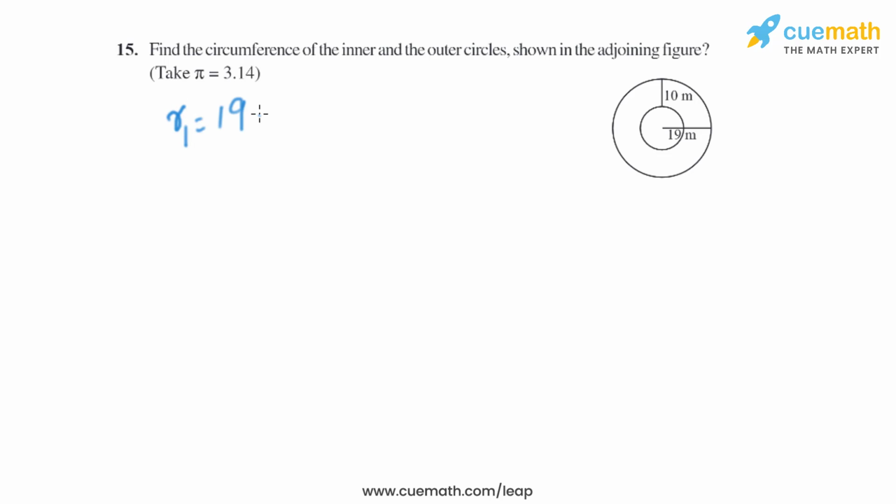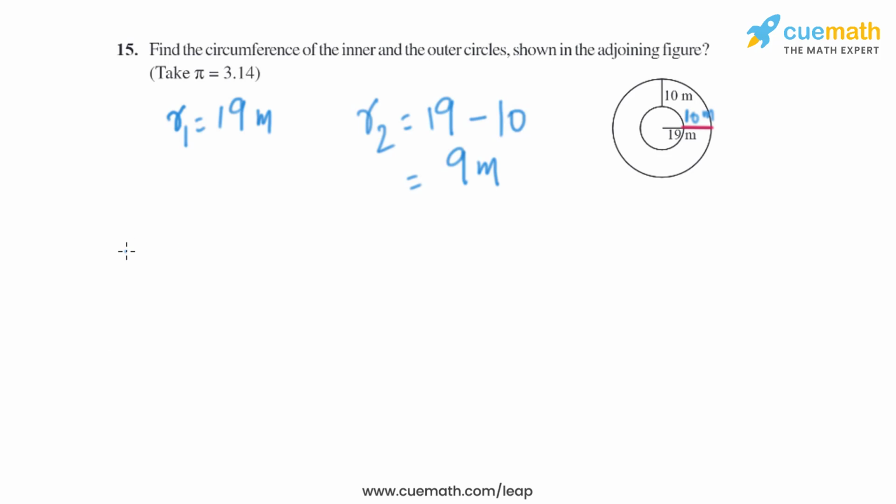So let's write the radius of the outer circle, that is R1, equals 19 meter. The radius of the inner circle, that is R2, equals the radius of the outer circle, that is 19 meter, minus the thickness, that is 10 meter. So the radius of the inner circle is basically 9 meter. Now we have the radius of the inner circle and the radius of the outer circle. We can find their circumference.